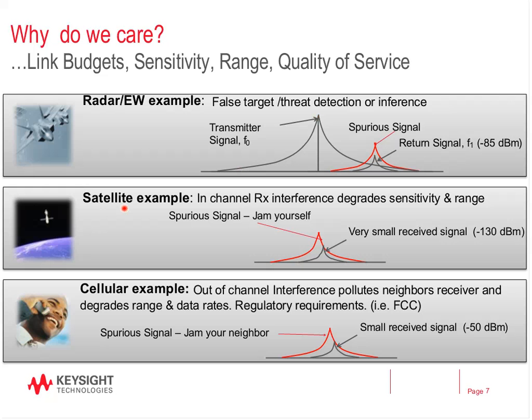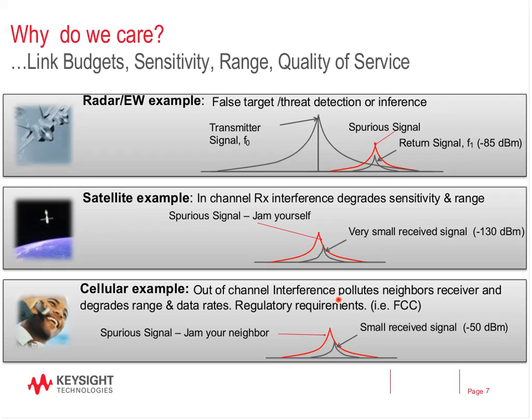If you switch over to satellite, similar scenario, but in this case, you could think of it as in-channel receiver interference. So maybe you have a spurious signal that's inside your own chain, whether it's the transmit chain or the receive chain. In this case, you might be jamming your own receive chain as a result of a spur that's on your transmitter. Okay, you might have a very tiny signal that your receiver has to decode and demodulate, and if you have a spur right next to it or near it, it can completely mask that wanted signal.